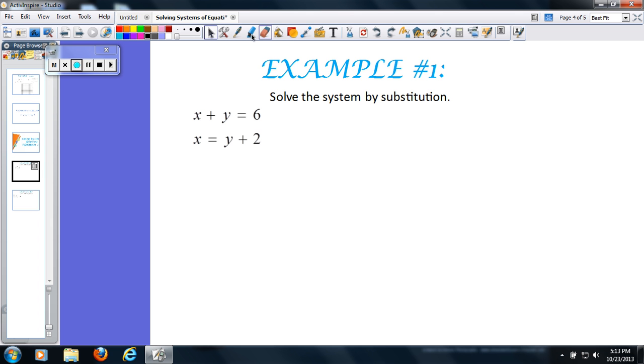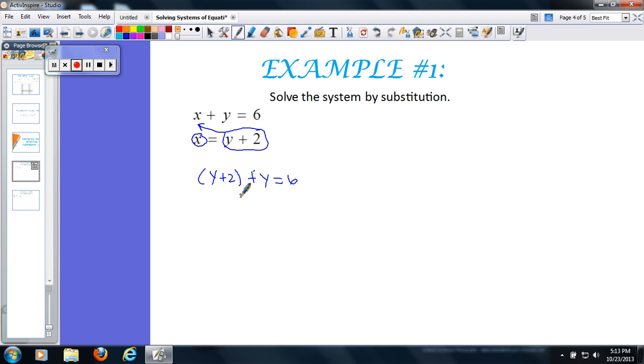What you're looking to do is see, can I get one equation that has one particular variable in it? So when I look at this, I have x plus y equals 6, and I have x equals y plus 2. I do have an x here, so I can take this information and plug this in for x. So that would give me y plus 2 plus y equals 6.